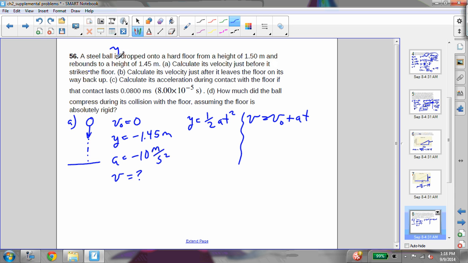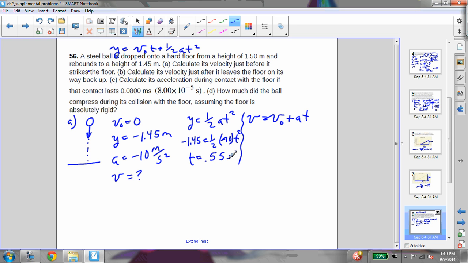Let me write that equation up here, actually. Y equals V0 T plus 1/2 AT squared. And since V0 was 0, this term goes away. All right, so Y is negative 1.45, 1/2 of negative 10 T squared. Solving that for T squared, I find that T is equal to 0.55 seconds.